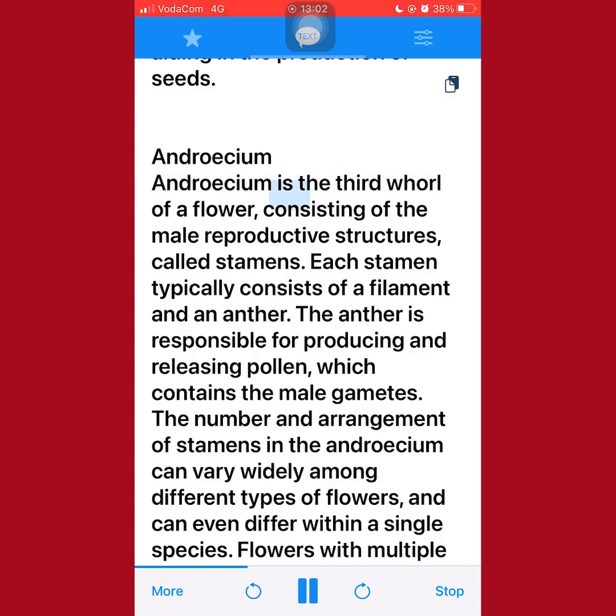Androecium is the third whorl of a flower, consisting of the male reproductive structures, called stamens. Each stamen typically consists of a filament and an anther. The anther is responsible for producing and releasing pollen, which contains the male gametes.